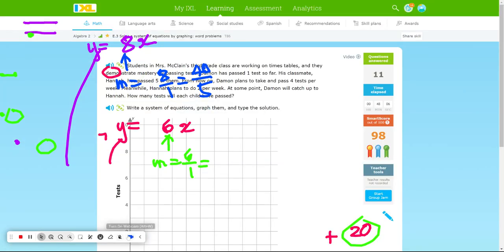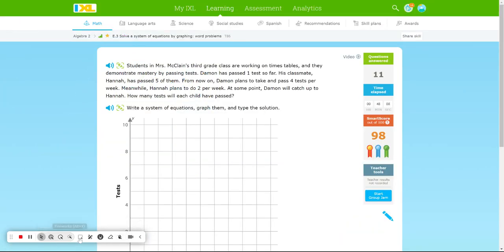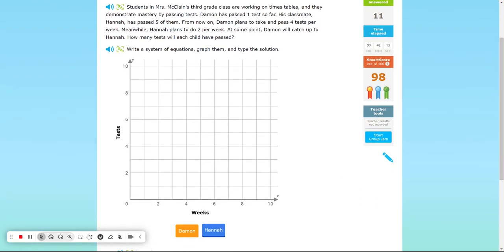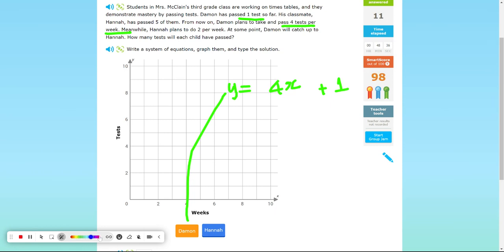Oh my God, one more problem. All right, so let's see here. One more problem over here. Okay, Damon. So let's talk about Damon. y equals. Damon so far passed one test, so 1 should be in the back. What happens next? Damon plans to take and pass 4 tests per week. So 4x.